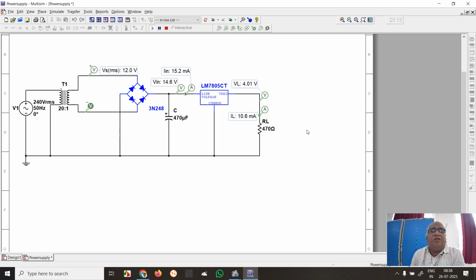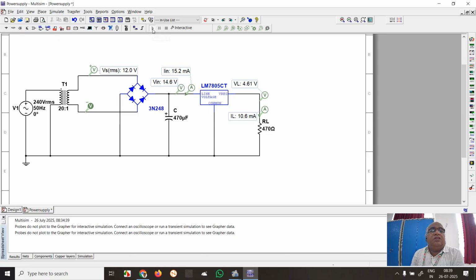Clearly identify that the secondary voltage is 12 volts. The output of the bridge rectifier is 14.6 volts, which is greater than 7 volts. Therefore, if I provide this input voltage to a regulator, I get a constant output voltage.